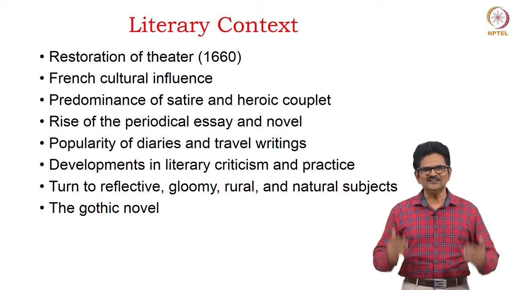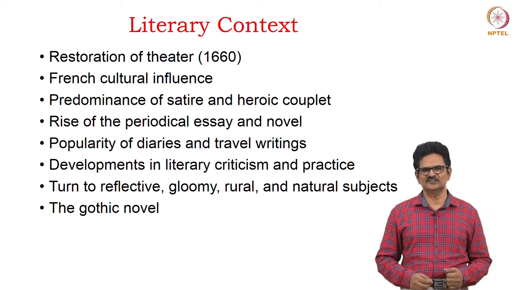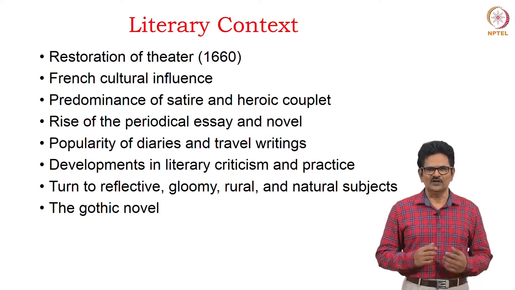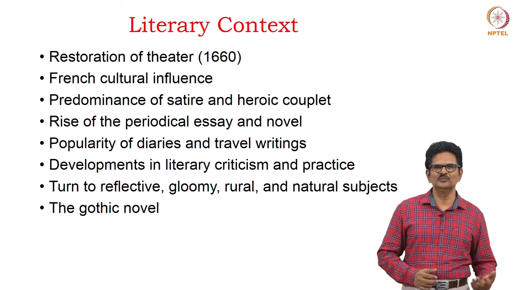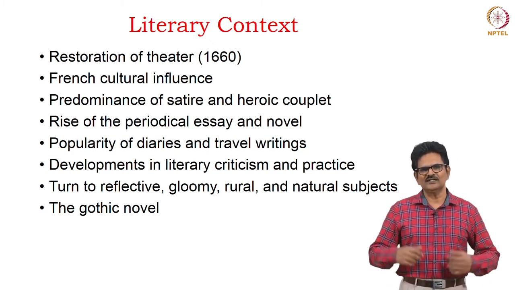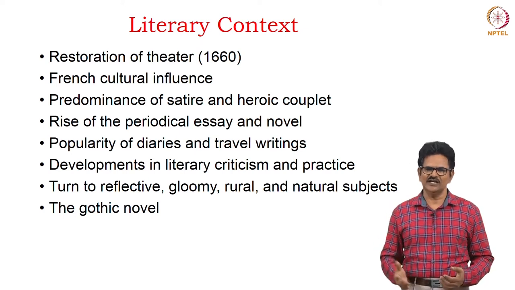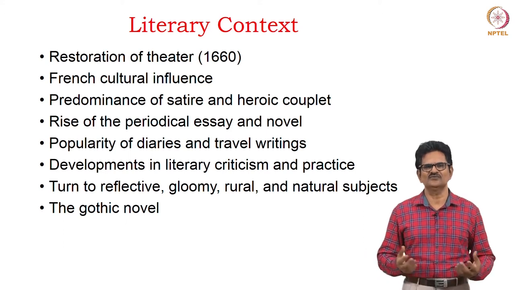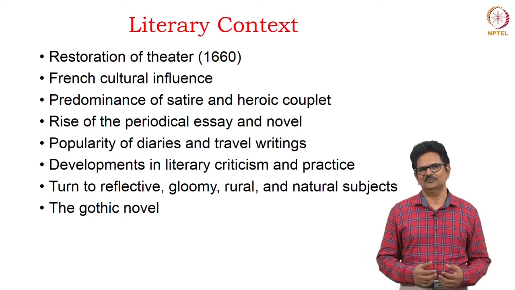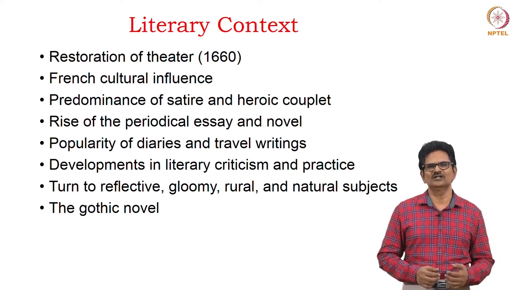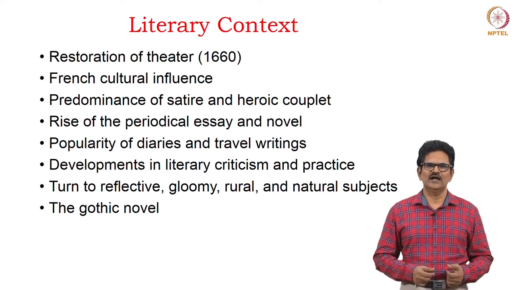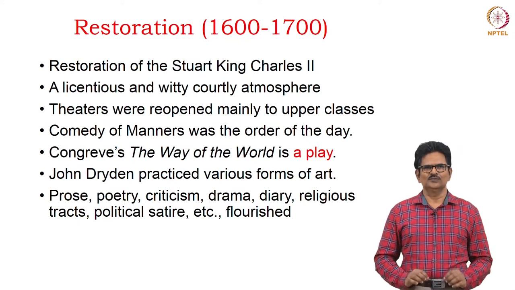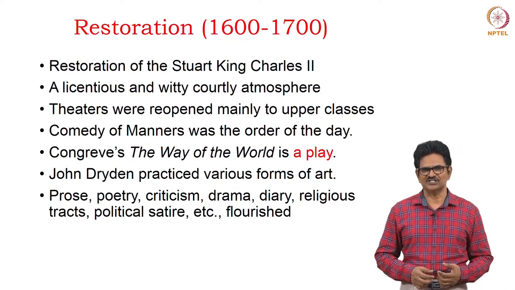Similarly, it is in this period we find developments in literary criticism and practice, particularly with the writings of Dryden and Johnson. We also have the reflective, gloomy, rural and natural subjects taken by some poets like Thomas Gray, William Collins, to deal with a new kind of awareness of life in this period. And along with this, we have the Gothic novel, obsession with the terror and the kind of strange phenomenon in life. Now, we will examine this restoration period.